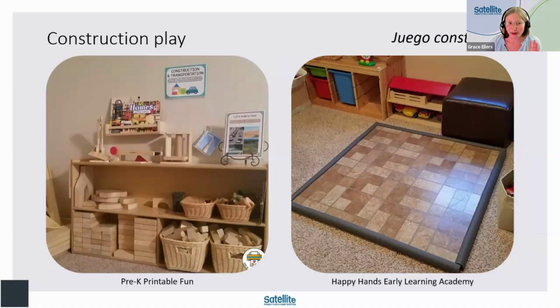On the right here, I thought this was a really fun, really unique idea from Happy Hands Early Learning Academy. This is a home-based program that has their construction play area near carpet, and they wanted to offer children that hard surface to build on. So what Kathy did was she made this out of particle board, stick and peel tile, and some clamp-on foam, which I just like to call those cut in half pool noodles.